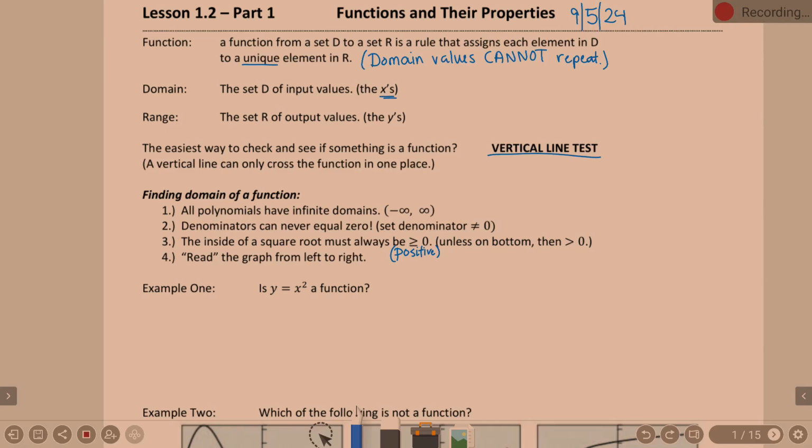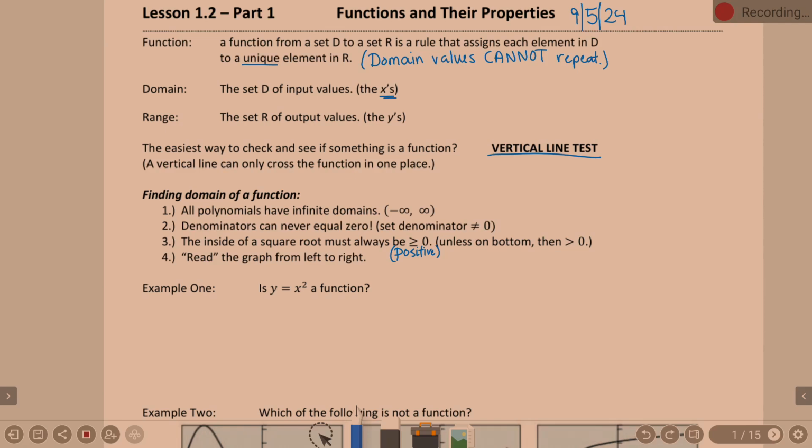And then another good way to find domain is just reading the graph left to right. Okay, so if you have the graph, looking at it from left to right. When I teach domain, I like to put it all together. I like us to look at the equation, look at the denominator, look for any square roots, but I also like us to read the graph. And we'll practice doing all of this together. Okay?